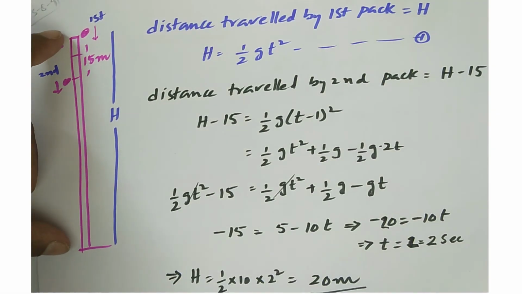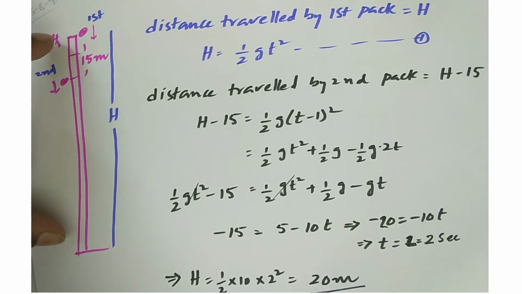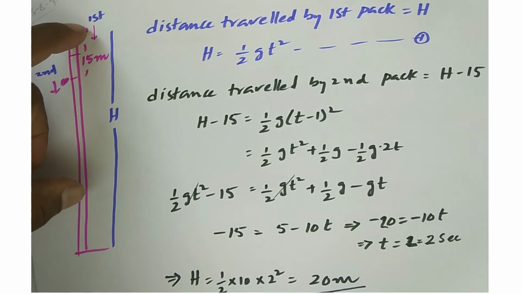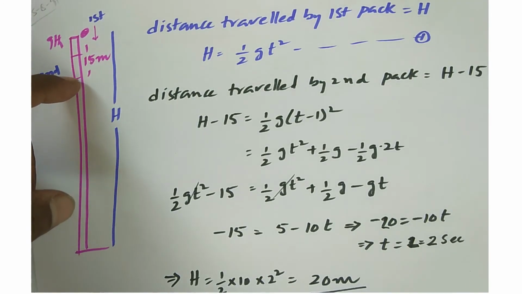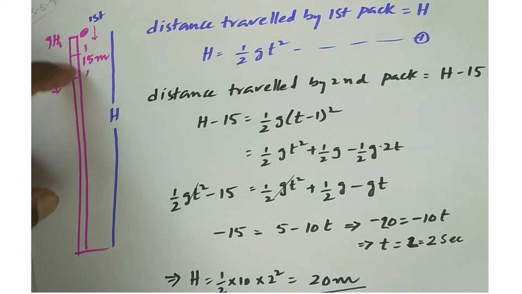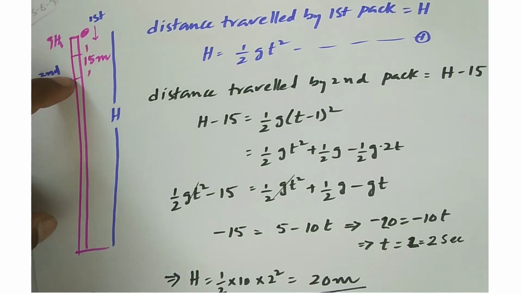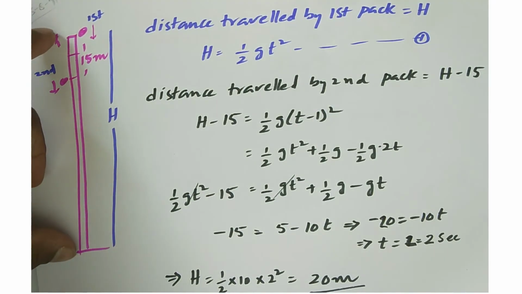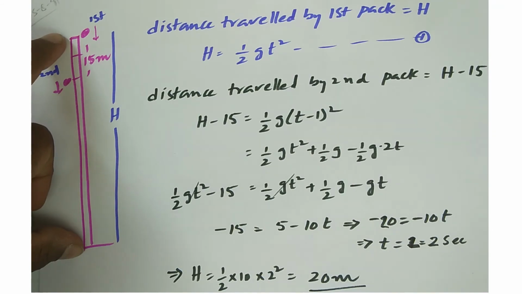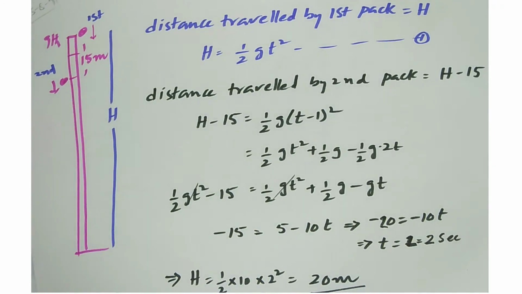This is a multi-story building. It has 9 floors. A body is dropped from the 9th floor, and after 1 second, another body is dropped from the 7th floor, which is 15 meters below the 9th floor. If the two bodies reach the ground at the same time, he is asking us to find the height of the tower, or the height of this building.